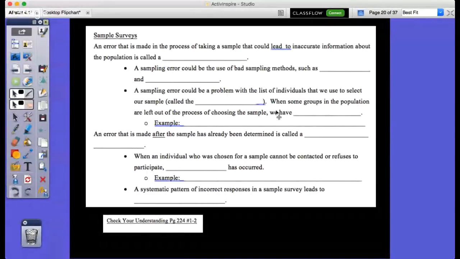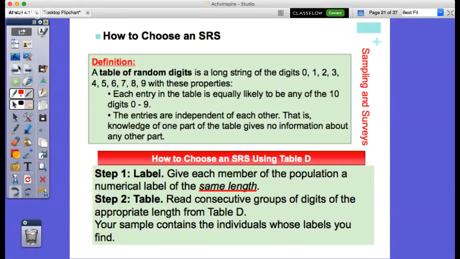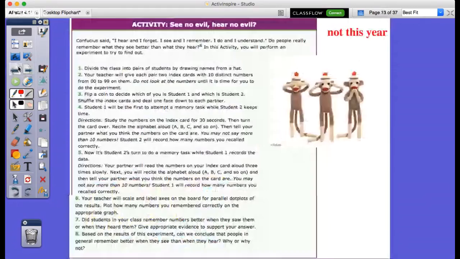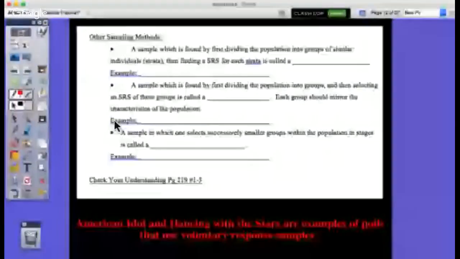Okay, so with this example, we kind of left off on other sampling methods of the sample surveys here. We talked about what it means to sample well, right? We were right here. Other sampling methods here, okay?